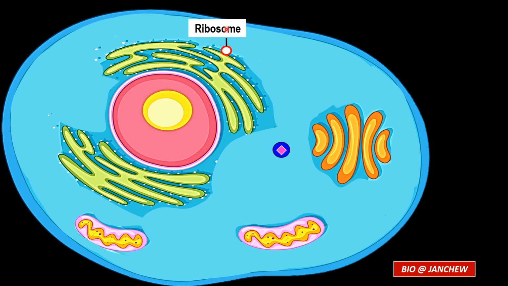Then transport vesicles transport the proteins to the Golgi apparatus, and the proteins are modified in the Golgi apparatus to form enzymes. Then the enzymes are packaged in secretory vesicles, and secretory vesicles transport the enzymes to the plasma membrane. Then secretory vesicles fuse with the plasma membrane and secrete the enzymes out of the cell.